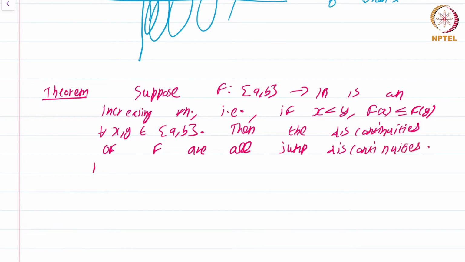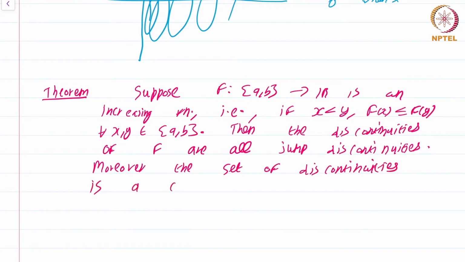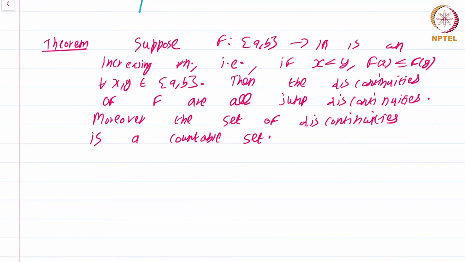Moreover, the set of discontinuities, that is, you put all the points of discontinuities into a set, the set of discontinuities is a countable set. So monotone functions are going to be continuous at almost all the points of the closed interval [a, b]. Whenever there is a discontinuity, it's going to be a jump discontinuity. Okay. So proof.